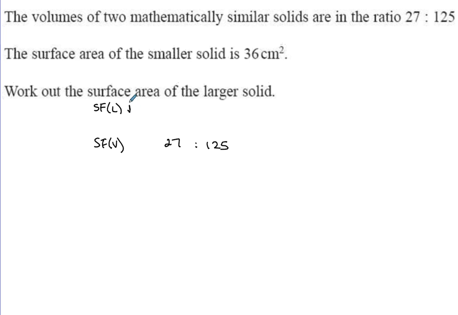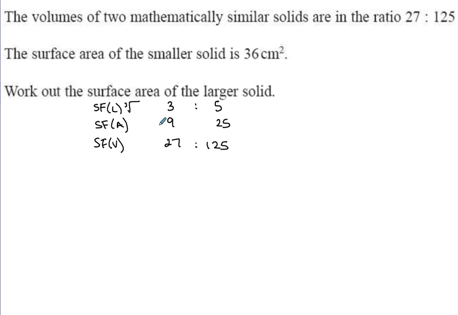So we know we're going to cube root these numbers because the scale factor of the volume is the cube of the scale factor of the length. So the cube root of 27 is 3. And the cube root of 125 is 5. So you can tell the scale factor of your area will be your scale factor of your length squared. So it will be 9 and 25.